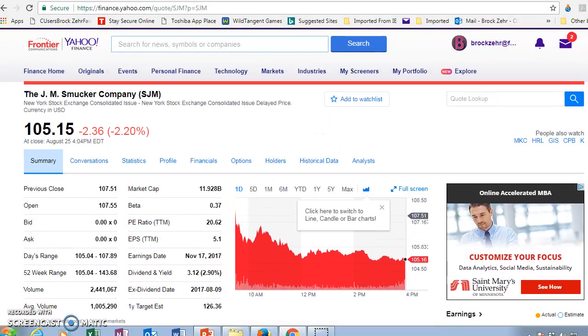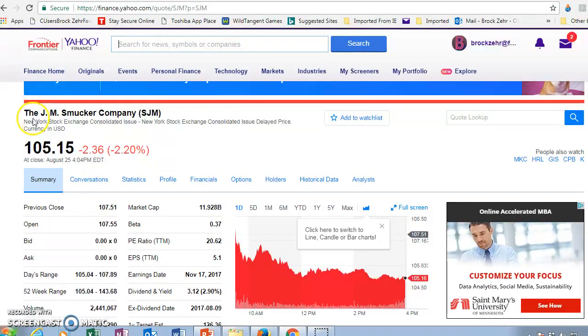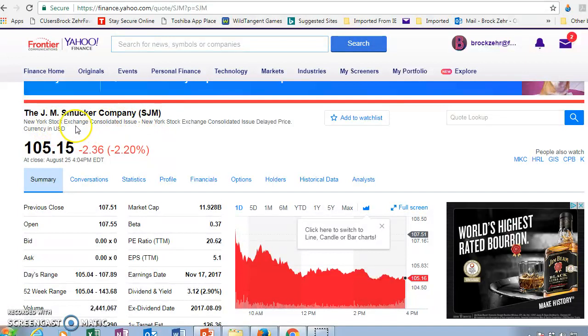For your assignment, some things to note. The actual name of the company, the J.M. Smucker Company, and the stock ticker symbol, which is usually 3 or 4 letters. For Smucker, it's SJM. It trades on the New York Stock Exchange. And when the market last closed, it ended at a trading price of $105.15.